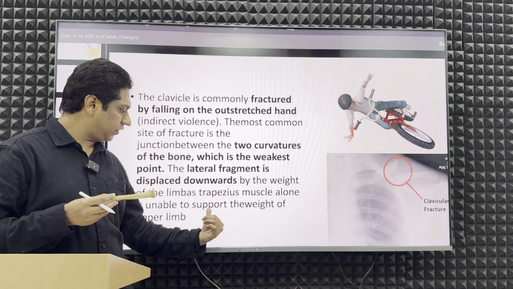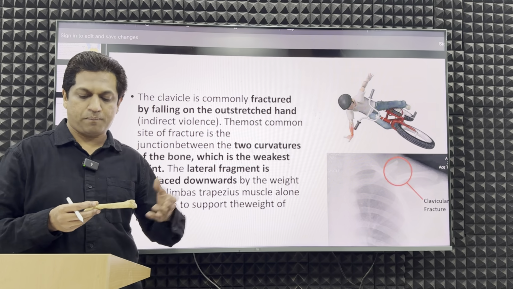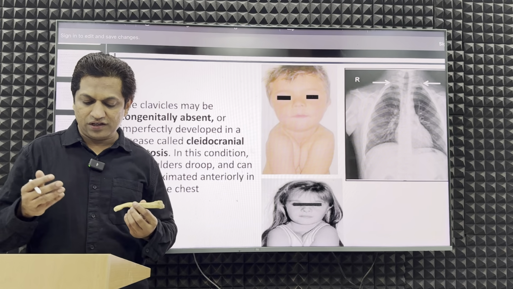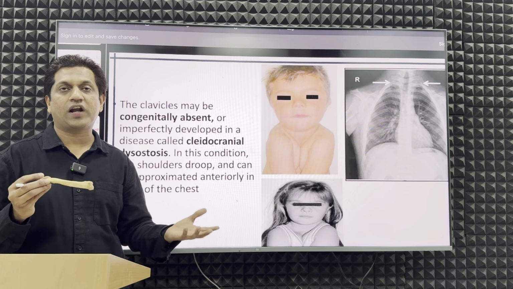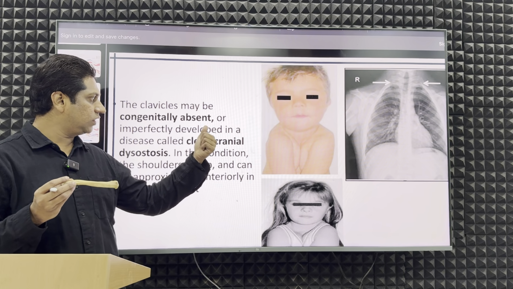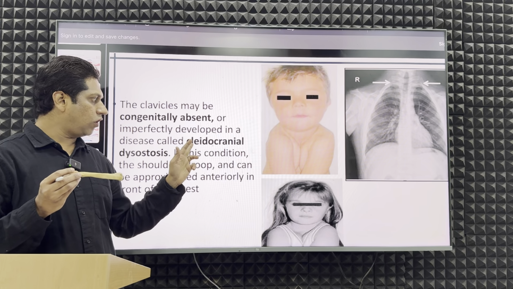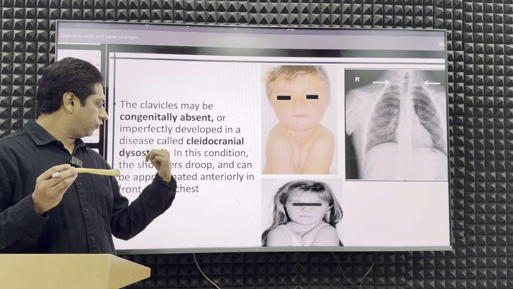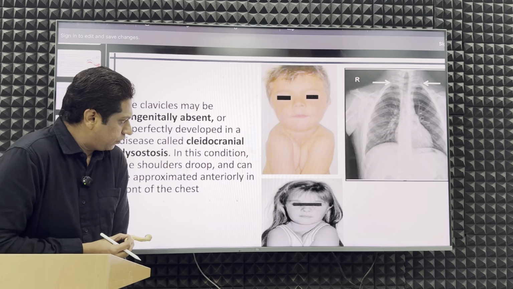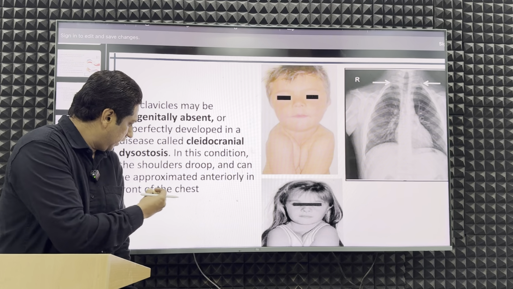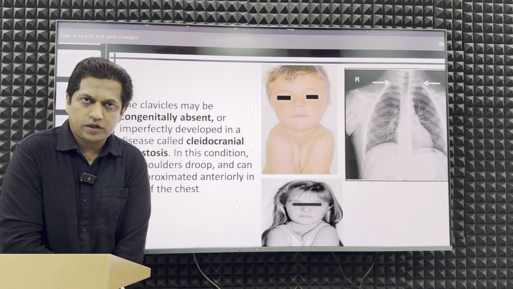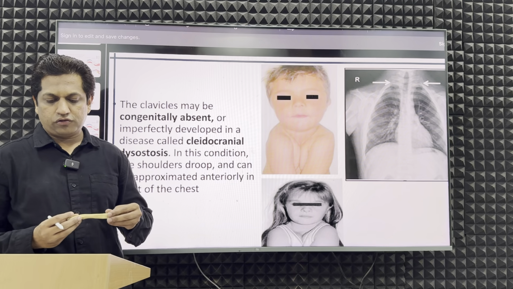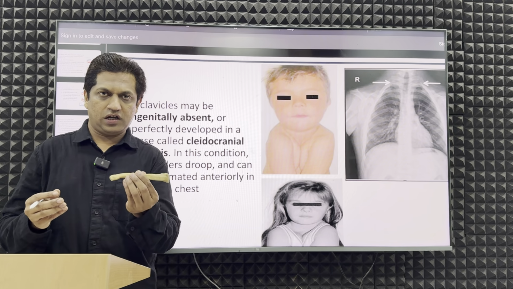The trapezius muscle alone is unable to support the weight of the upper limb. Congenitally, this bone is sometimes absent or imperfectly developed, and that particular disease where the development is not perfect is called cleidocranial dysostosis. In this condition, the shoulders droop down and approximate anteriorly like this, where there is an absent or underdeveloped clavicle. So, this is all about this bone, the clavicle.